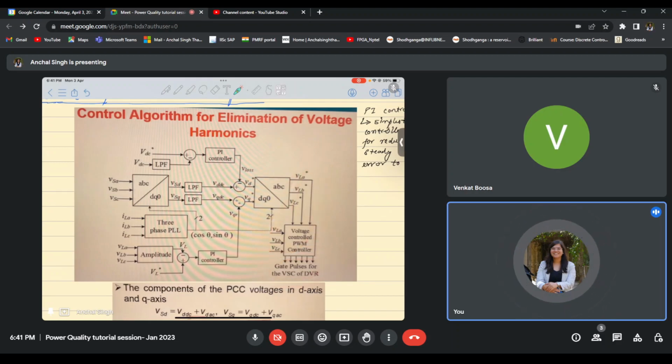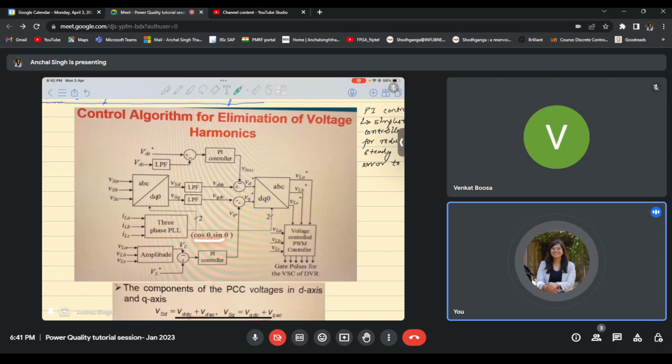Now, from where do we get the load voltage reference signals? In order to generate these reference signals, we start with the supply voltages. We can easily measure the voltage at the point of common coupling. So we find out these voltages, and we find out the value of load currents at that point of common coupling. And using the PLL, that is the phase lock loop that we have been discussing, we can find out the angle at which these phasors are rotating.